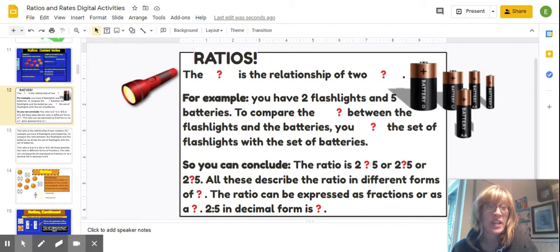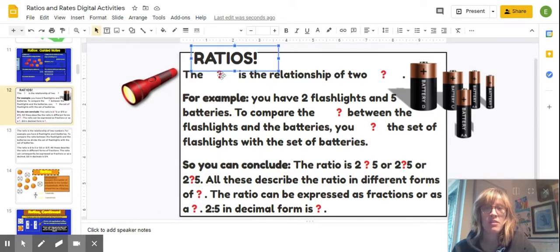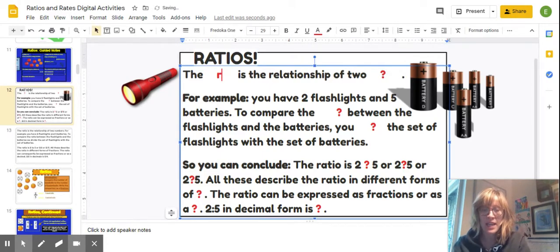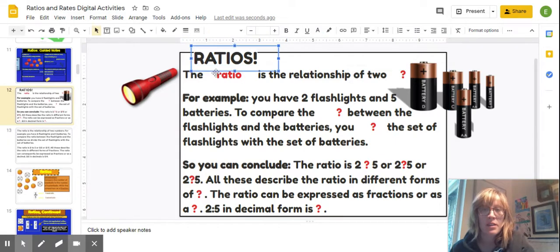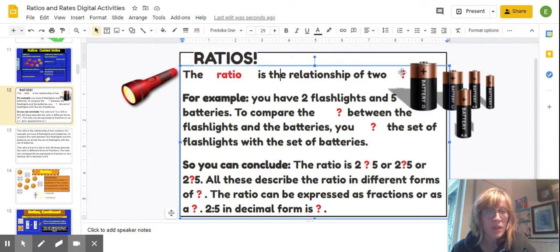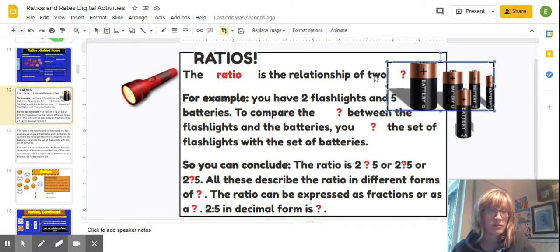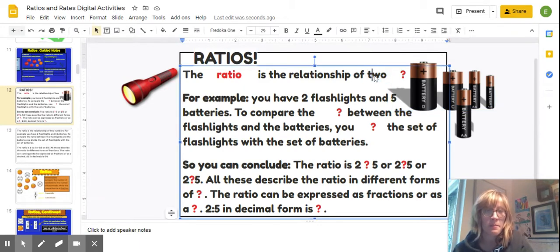So we're thinking about ratios here, okay? When you think of the ratio here in our notes, you can go ahead and follow along and make your notes match these notes. So the ratio is the relationship of two numbers, right?